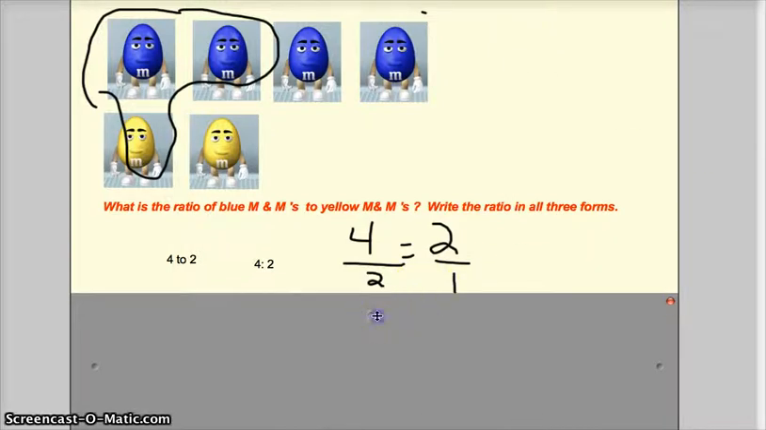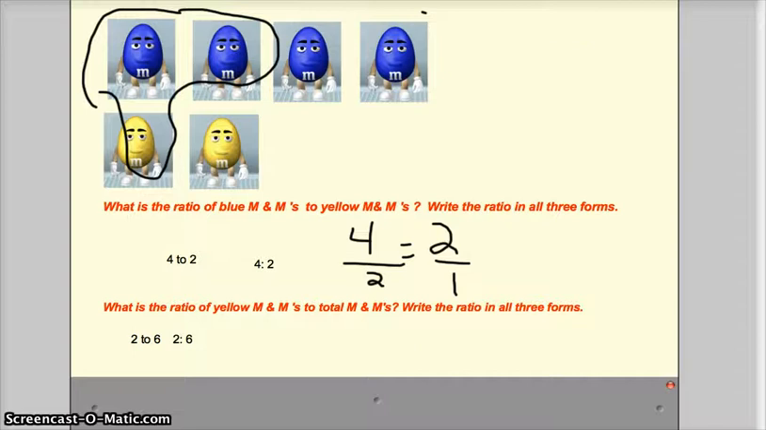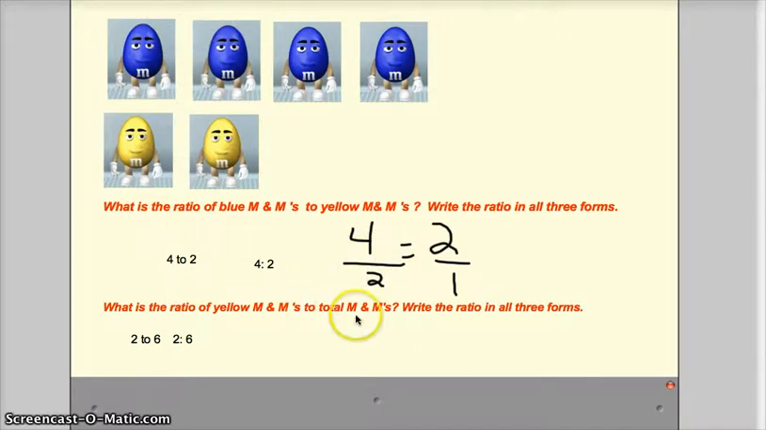Let's look at another example. What is the ratio of yellow M&Ms to total M&Ms? Again, the order is important. We have 2 yellow M&Ms and we have 6 total M&Ms. So it's 2 to 6, 2 colon 6, or if I wanted to write that as a fraction, 2 over 6.